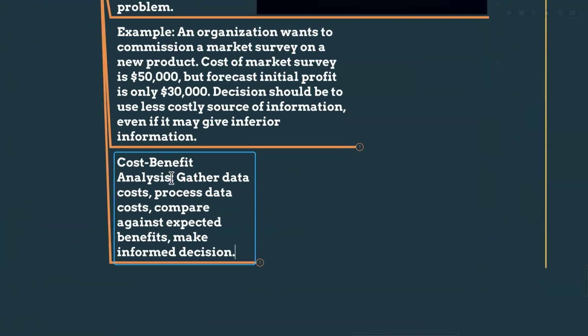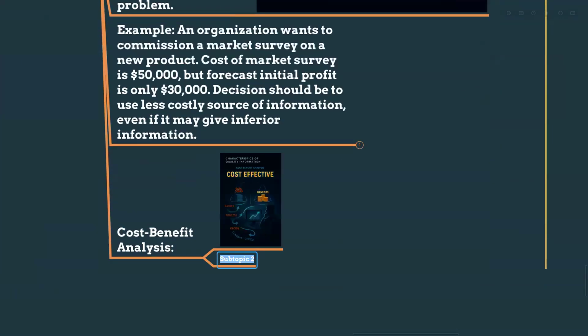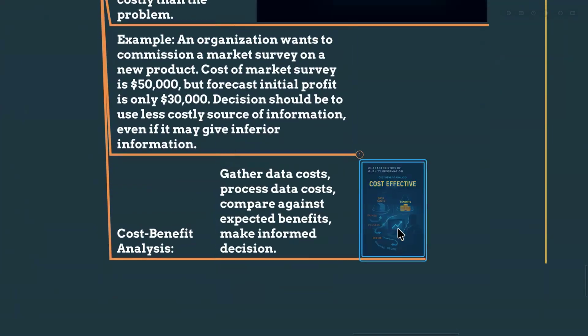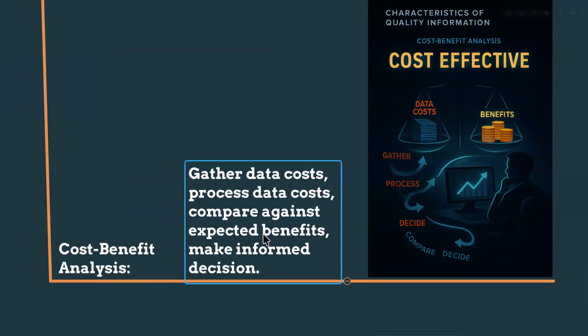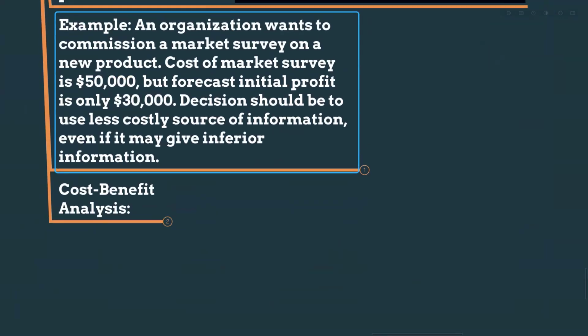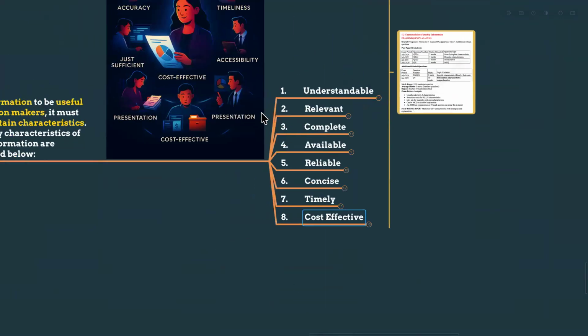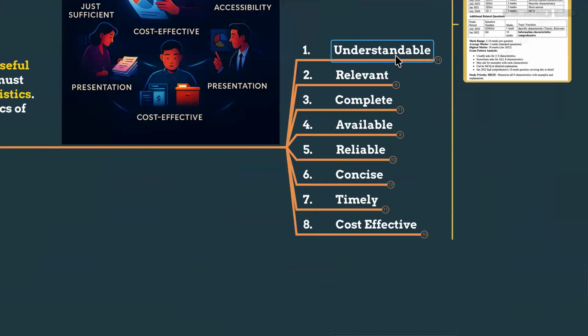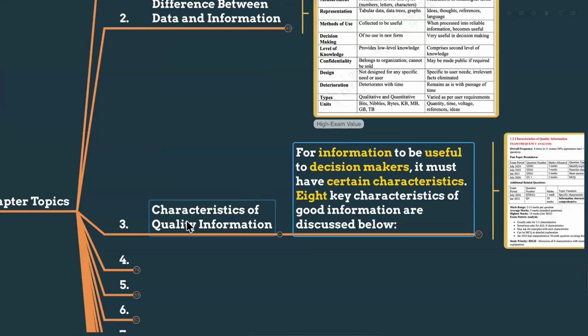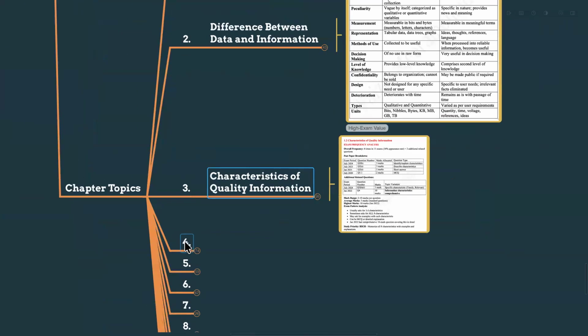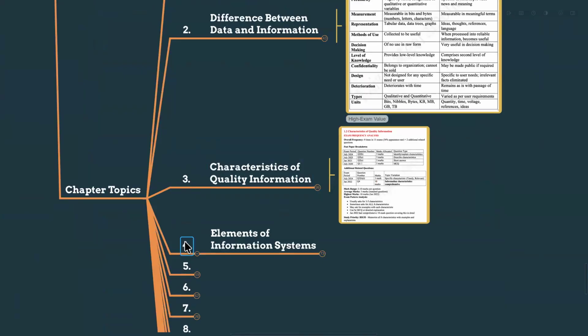So the cost benefit analysis is something we have to do: gather the data costs, right? If we want to collect the data, it will incur some cost, right? So you have to gather the data cost and the process data cost and compare your expected benefits with your informed decisions, right? So these are the 8 characteristics. Please remember these 8 characteristics, and I have provided examples for each characteristic, right? So definitely they will test you in the examination. So those are the characteristics of good quality information, right?